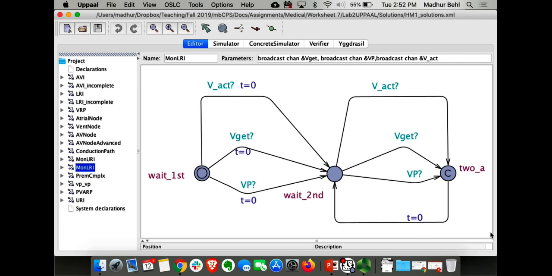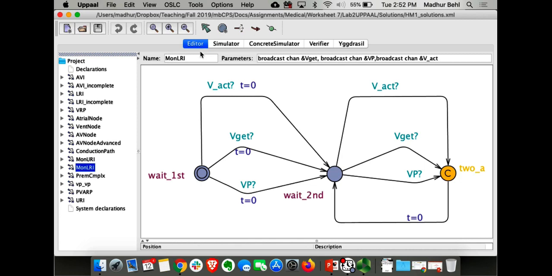So any questions, if you are convinced this will monitor correctly? Is it clear why this claim is true, that the value of time when you reach this committed state 2A in the automaton MON LRI is going to tell me how much time has elapsed between successive ventricle events? That's the statement. So if it's clear, how do we use it?